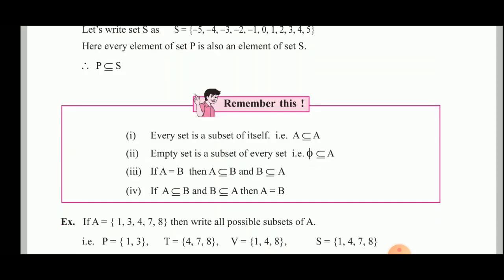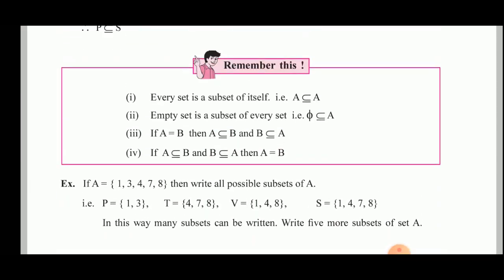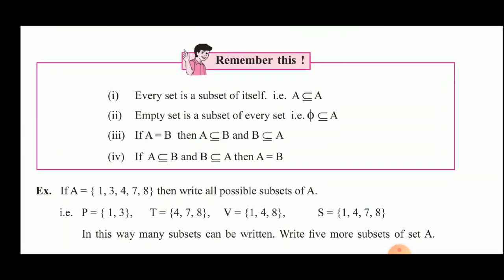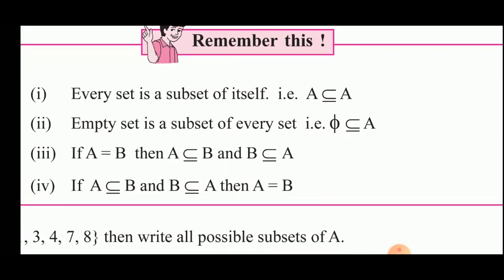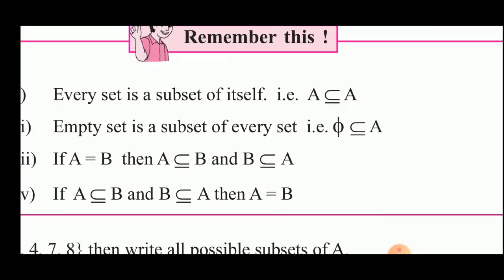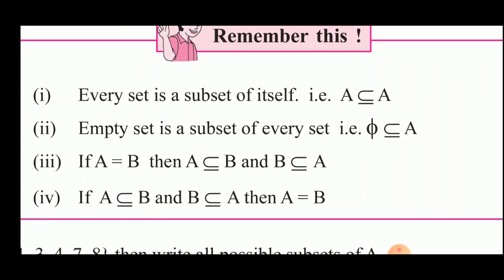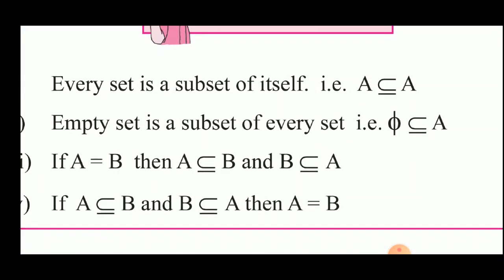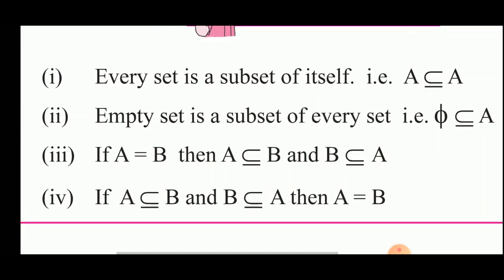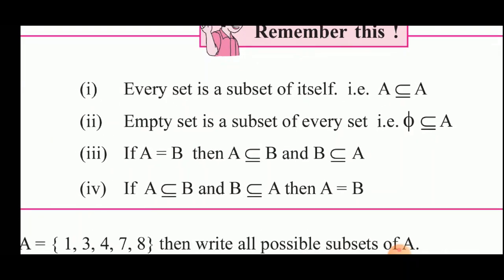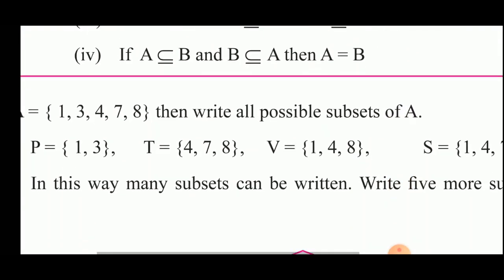Now I hope all this is clear. Remember this: every set is a subset of itself, meaning A is a subset of A. The empty set is a subset of every set, because the empty set does not have any elements, so it is a subset of all sets. If A is equal to B, then A is a subset of B and B is a subset of A. If A is a subset of B and B is a subset of A, then A is equal to B. Remember these points, we will be using them later on.